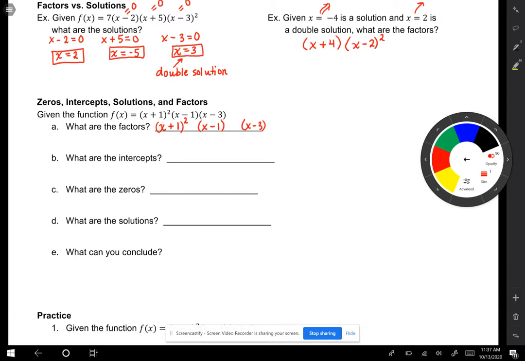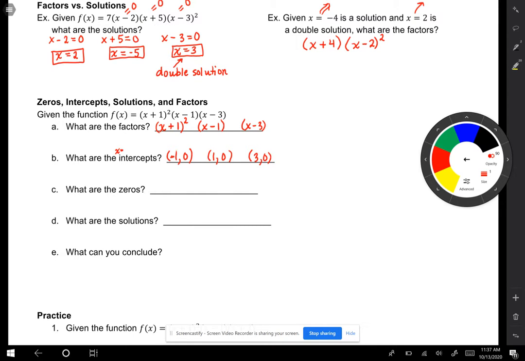What are the x-intercepts? So I should have been more clear, but that is called the x-intercepts. So to find the x-intercepts, you take a look at each parentheses, and they would be the opposites. So if you have a positive 1, its coordinate is negative 1. And of course, the y coordinate is going to be 0. For the middle parentheses, it's (1, 0). And for the third parentheses, it's (3, 0). So those are your x-intercepts.